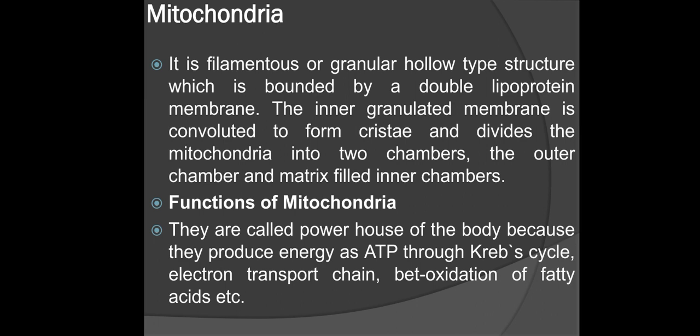Mitochondria. It is a filamentous or granular hollow type structure which is bounded by a double lipoprotein membrane. The inner granulated membrane is convoluted to form cristae and divides the mitochondria into two chambers, the outer chamber and the matrix filled inner chamber. Functions of mitochondria. They are the powerhouse of the body because they produce energy as ATP through the Krebs cycle, electron transport chain, with oxidation of fatty acids, etc.